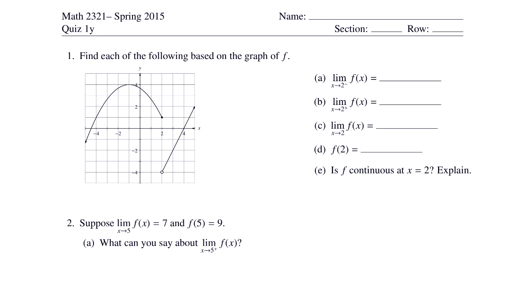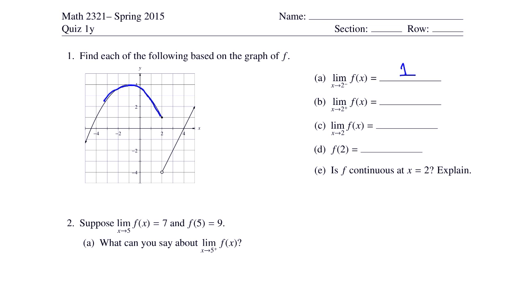Let's look at the answers for quiz 1Y. Here we have a graph, and part A says find the limit as x goes to 2 from the left. So I'm going to trace over the graph here, and as we get closer to x equals 2 from the left, we see that the y value goes to 1.